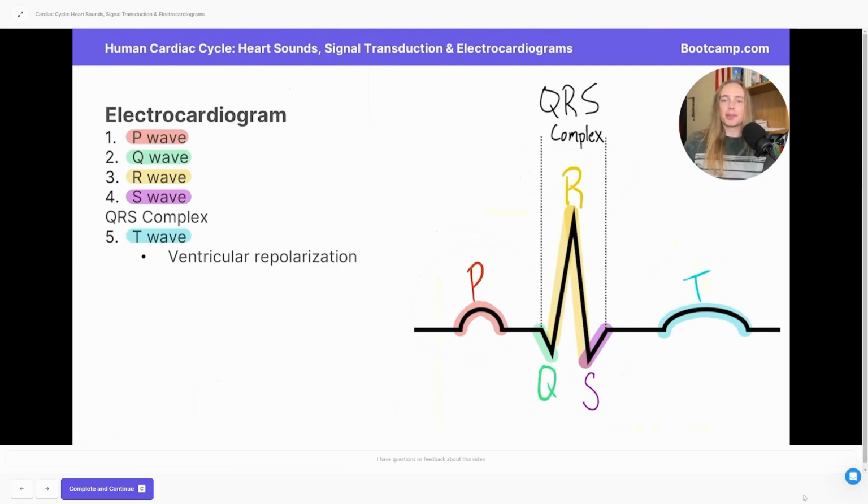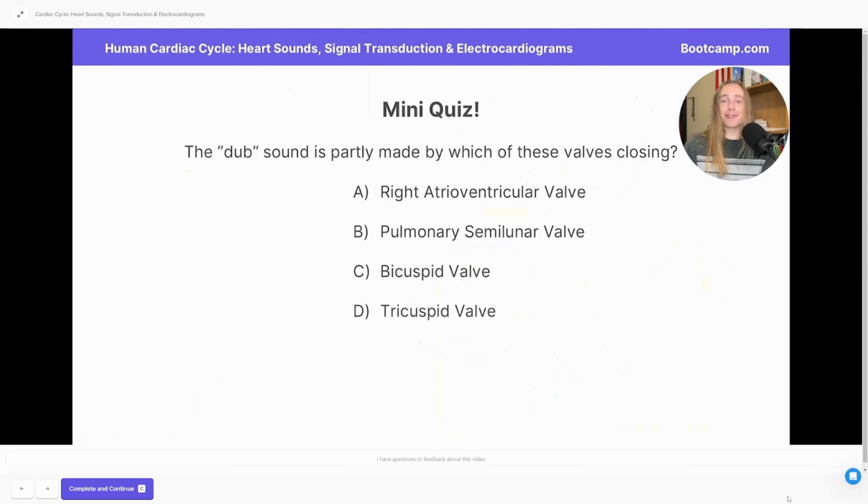You might have noticed that there's no atrial repolarization wave, and this is because atrial repolarization is going to be hidden by the electrically dominant QRS complex. These electrocardiograms are really important clinically because they can indicate to a physician that you might have an underlying heart condition. Now that we've finished with the lesson, it's time for a mini quiz.